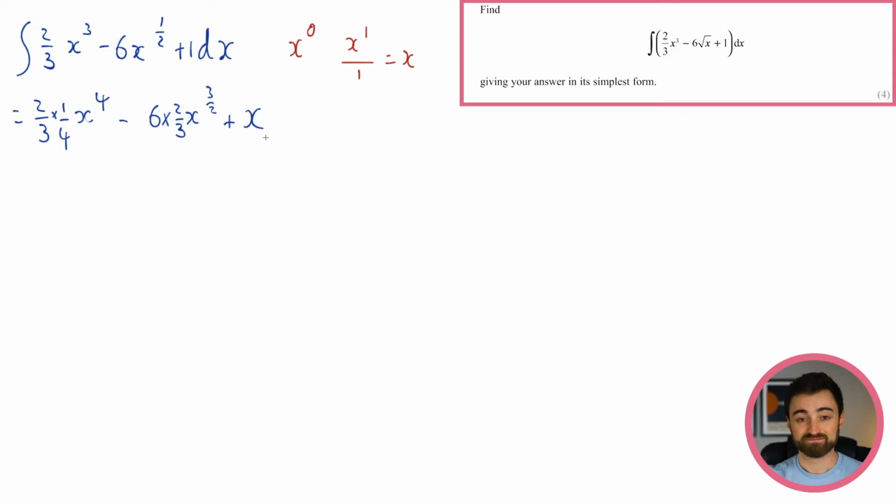Is that it? Of course, it's not it. We need a plus c. If any of you in your exam don't write a plus c when you need to, I'm going to disown you, because you shouldn't be doing it. It's unacceptable. Write your plus c.